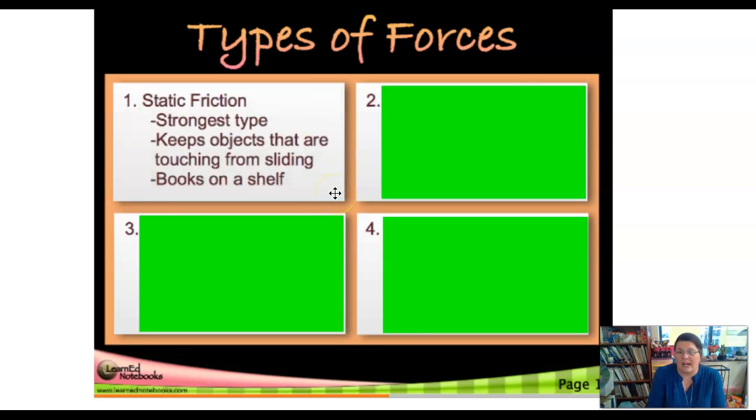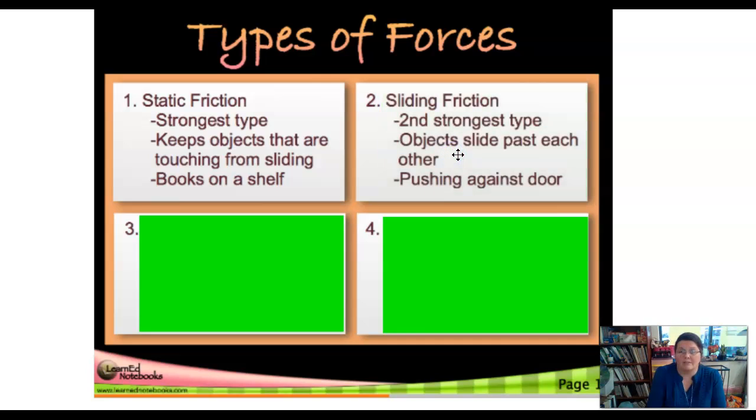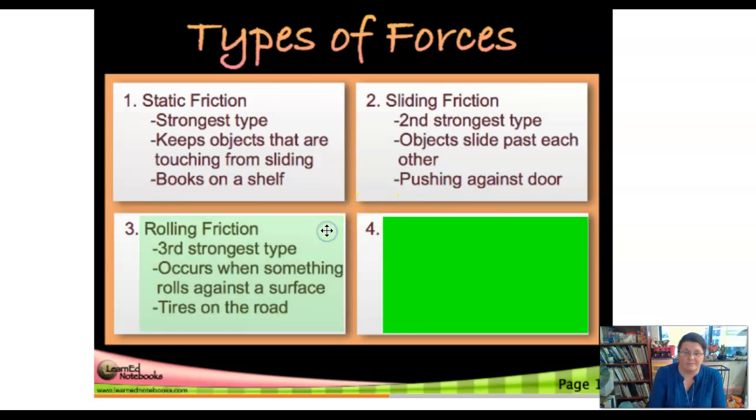This is the strongest type. It keeps objects that are touching from sliding, such as books on a shelf. Then we have the second type, and that is sliding friction. It's the second strongest type of friction. Objects slide past each other, pushing against each other.